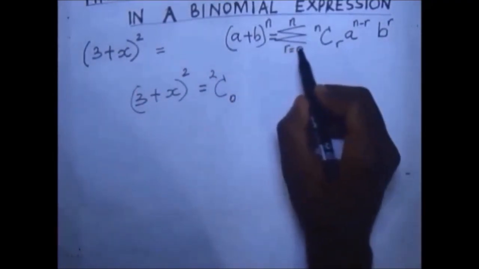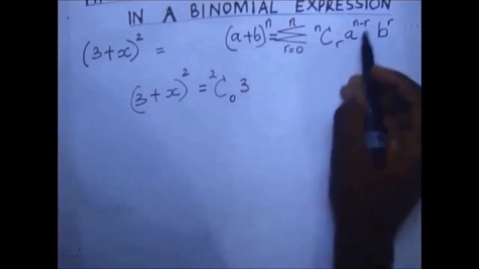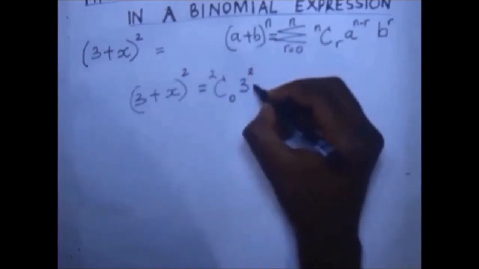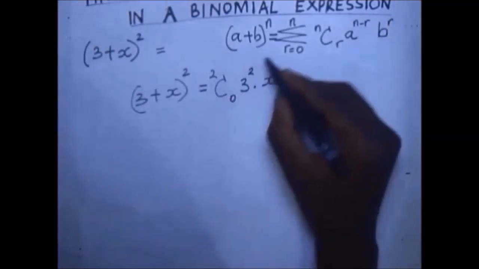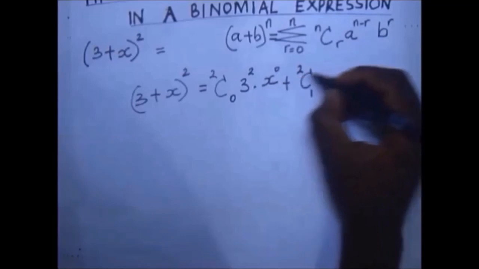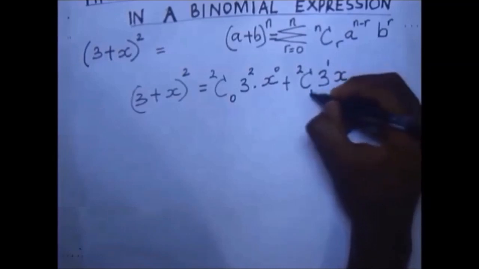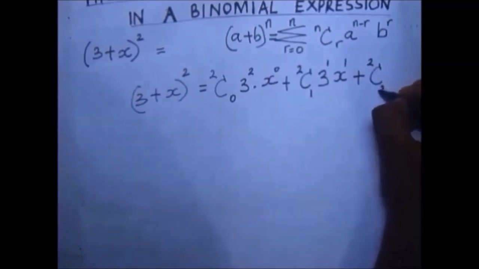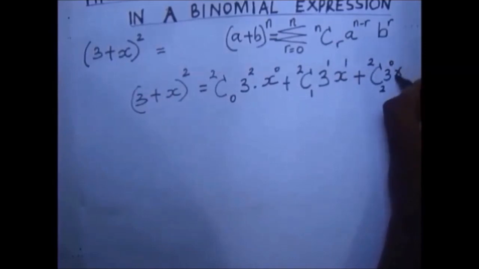Combination 0, because r is running from 0 to the value of n, times a is 3, so it's 3 to the power n minus r. That's 2 minus 0, which is 2, times b. b is x, so it's x to the power r. In this case r is 0. That is plus 2 combination 1 times 3 to the power 2 minus 1, which is 1, times x to the power 1, plus 2 combination, now r here is 2, times 3 to the power 2 minus 2, which is 0, times x to the power 2.